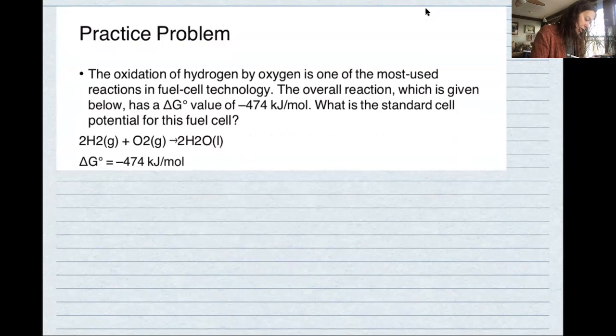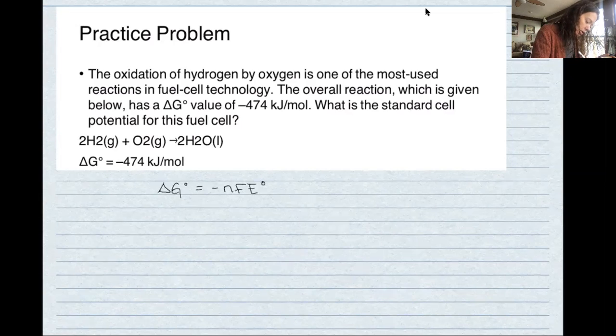We have a delta G of negative 474. Notice that's kilojoules. It's per mole of the reaction as written. What is the standard cell potential? Delta G standard equals negative nFE. So we need our E cell.